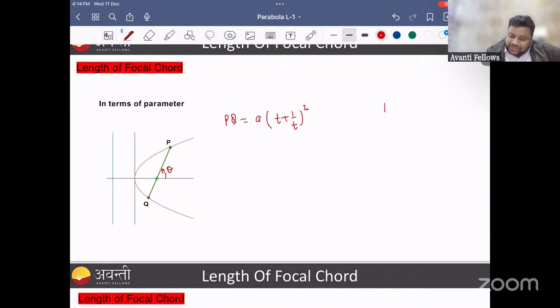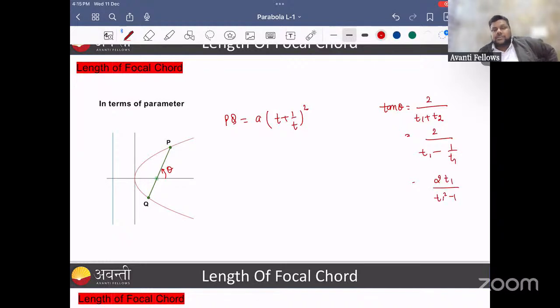Now, what is tan theta? Tan theta is 2 upon (t1 plus t2). You remember this thing? Now, in case of parabola, the other parameter is t2 equals minus 1 by t1, so it is 2 upon (t1 minus 1 by t1), which is 2t1 upon (t1 square minus 1). Now this is my tan theta. So I will write it this way: t minus 1 by t is 2 cot theta. Got it?